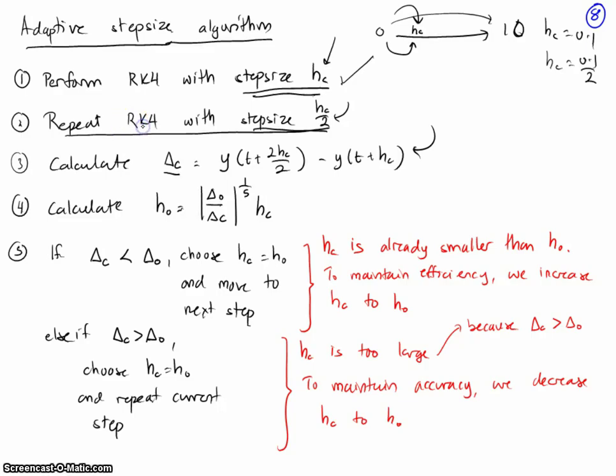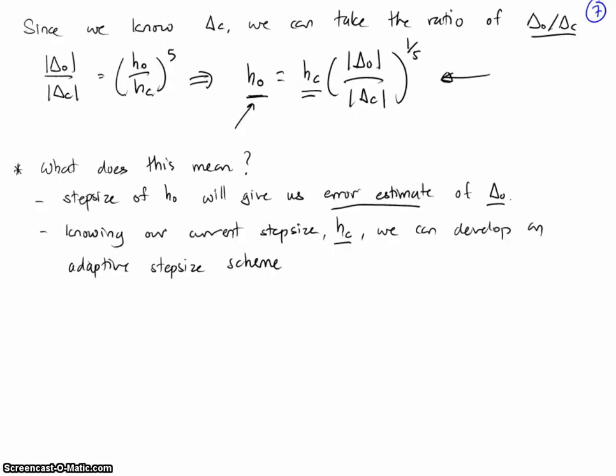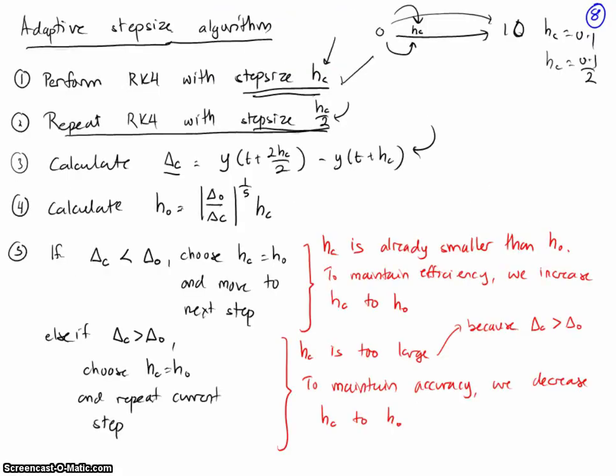Once you have this delta C, you're next going to use this expression that you have for the optimum step size. Alright, so you're going to use this equation to calculate what is H0. You know HC, you know delta C, you know delta naught, because delta naught is the tolerance that you are going to use. So from here you can estimate what is H0. So once you have your H0, you're going to do an if statement to actually check whether your error is larger or smaller than the tolerance.